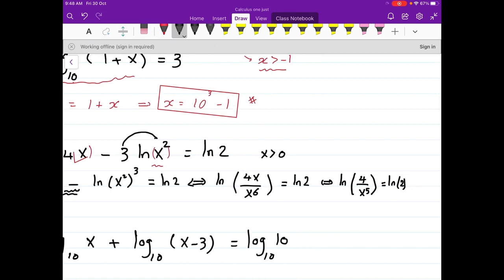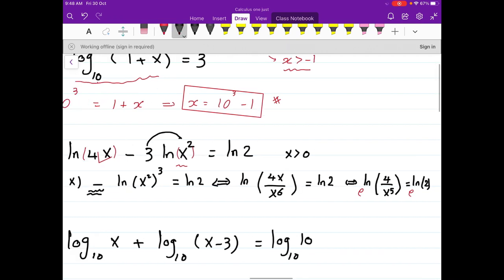Take e to both sides. If you take e, we get 4 over x to the power 5 equals ln 2. You want to find x. 4 over ln 2 equals x to the power 5. To get x equals 4 over ln 2 to the power 1/5.